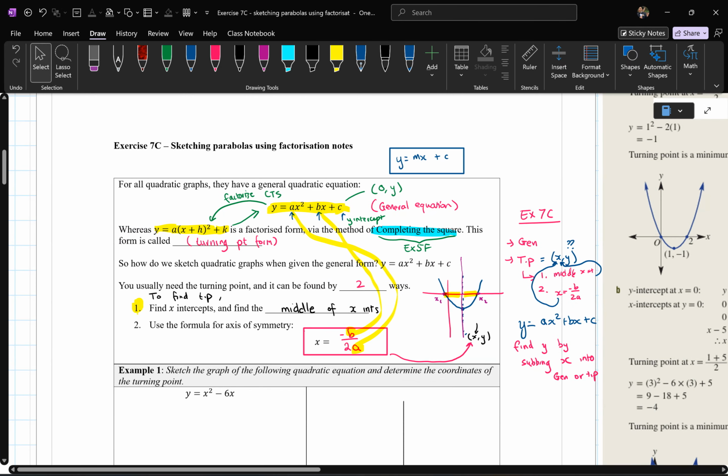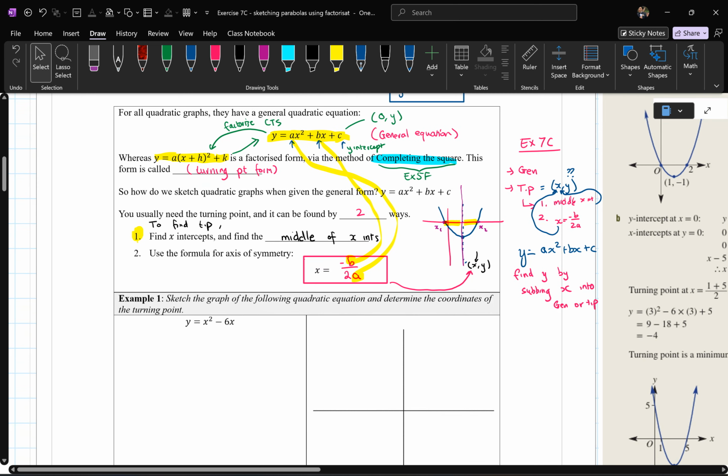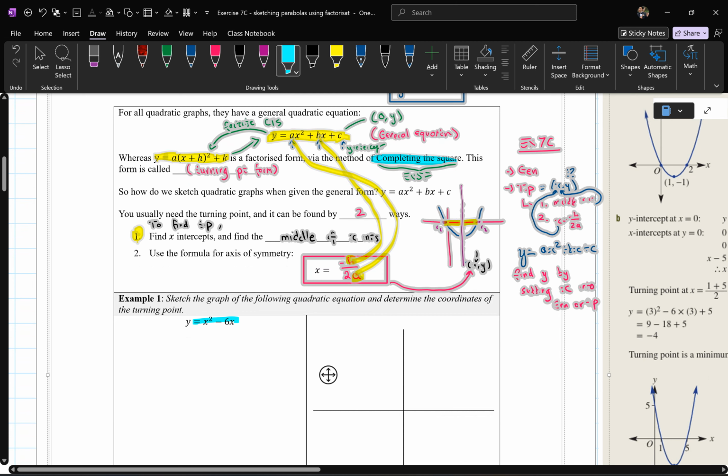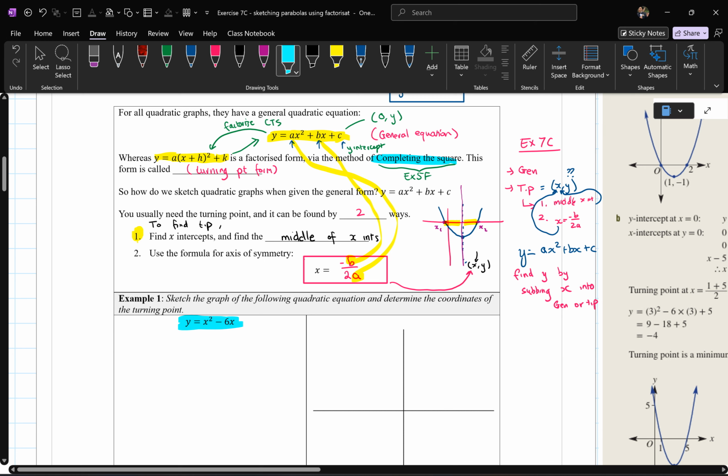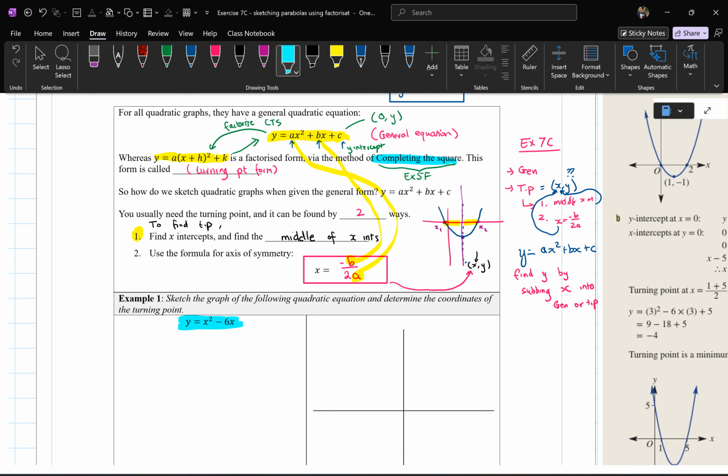All right. So far, that's what should be in your notes. Let's do an example. I want you to copy this equation: y equals x squared minus 6x. We're going to try to sketch this graph now. And in order to sketch graphs, there are always 3 things you must have.